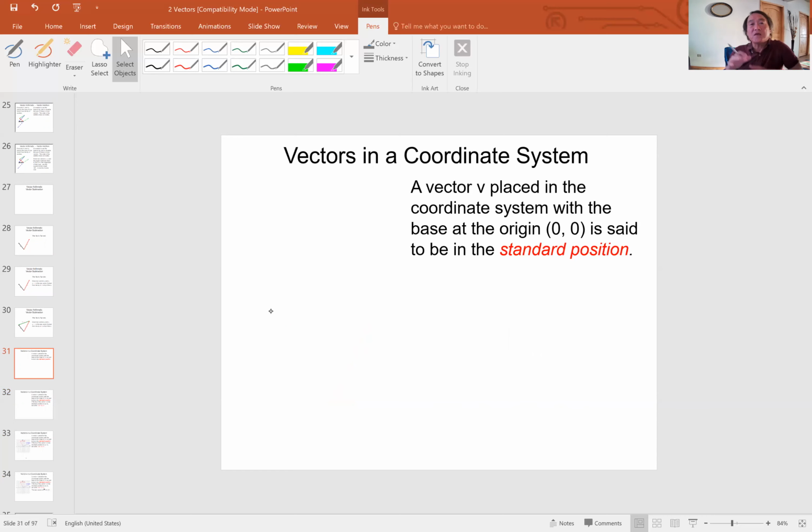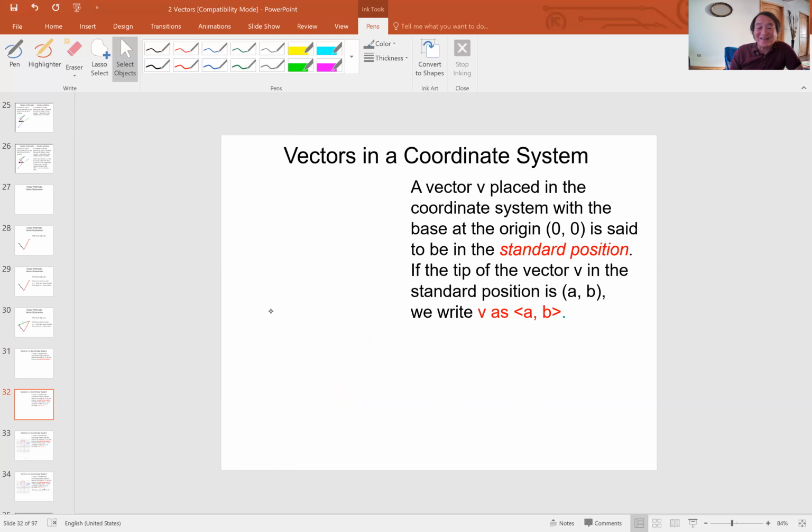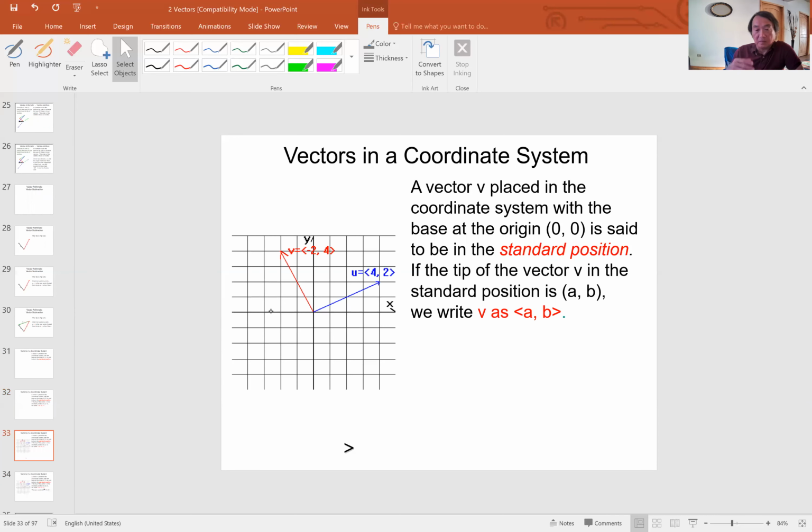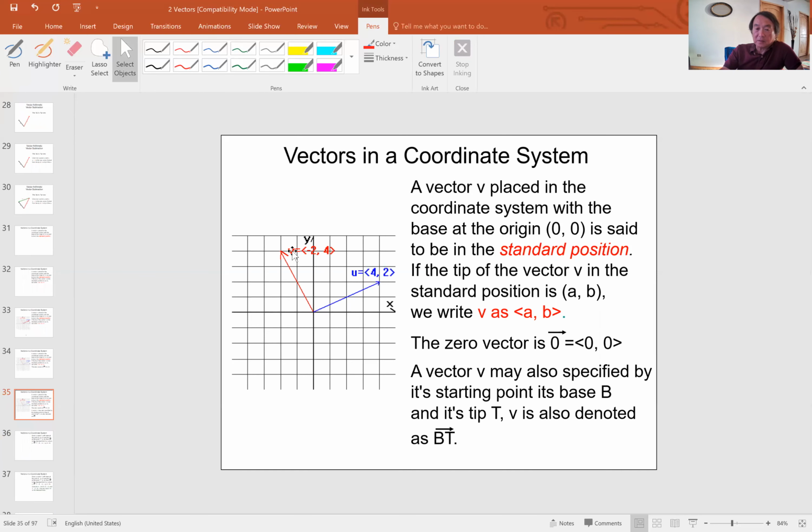If I can put the vectors into a coordinate system with the base of the vectors at the 0, 0 position, we call that vectors in standard position. In that case, I will use the tip to give the actual representations for the vectors. So this vector in standard position is (4, 2), and this is the vector (-2, 4) in standard position. They are all based at 0, the zero vector (0, 0).